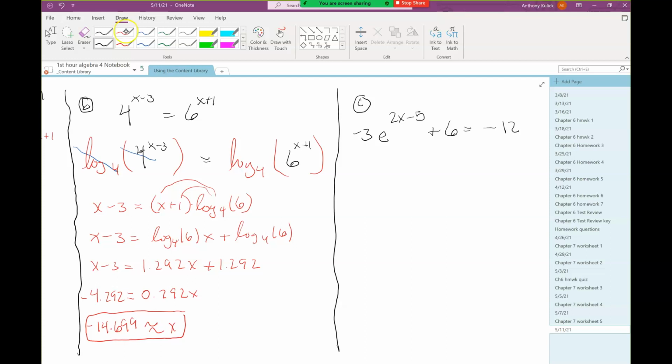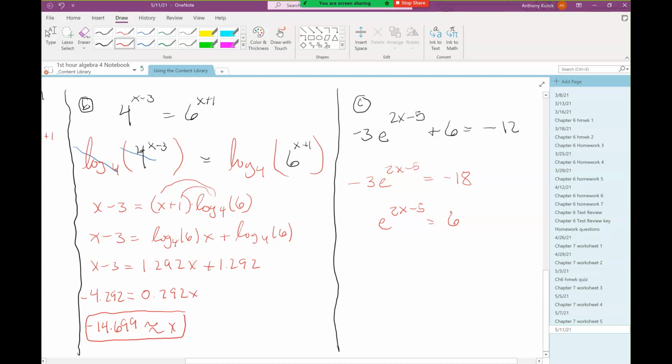So this is going to feel quite a bit more like a normal solving problem to you. The first thing I would do is try to get the exponential part by itself. So I'm going to subtract 6 from both sides. Everybody okay there? And then divide both sides by the negative 3. Everybody okay there?